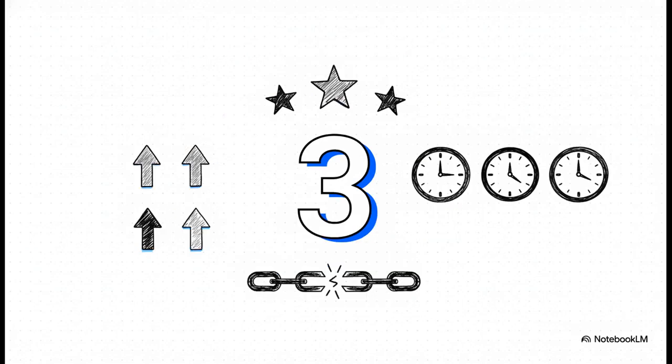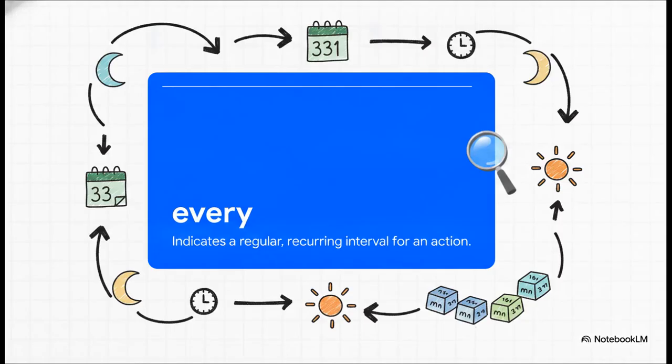But for 3 occurrences, the pattern actually changes. We don't have a special single word for this anymore. Once we hit 3, we simply state the number and add the word times, making it 3 times. And the final definite frequency term we're looking at is every, which is absolutely vital for establishing a specific recurring interval. This word is incredibly powerful. It literally takes a block of time, a day, a week, a month, and turns it into a continuous looping cycle.